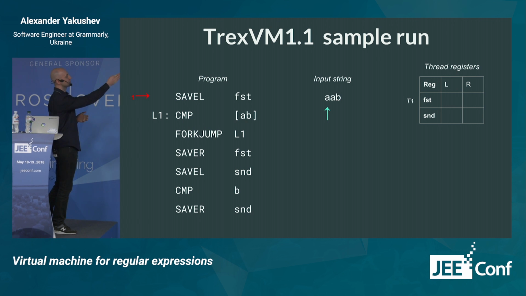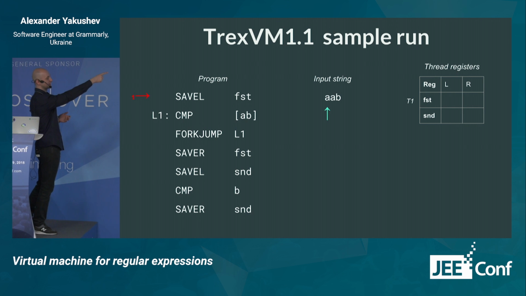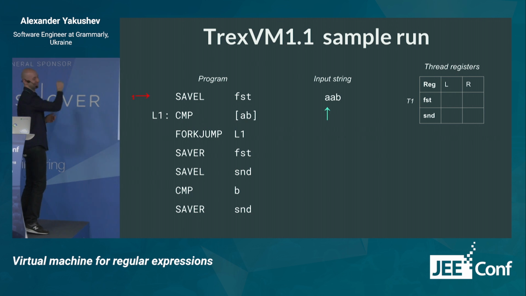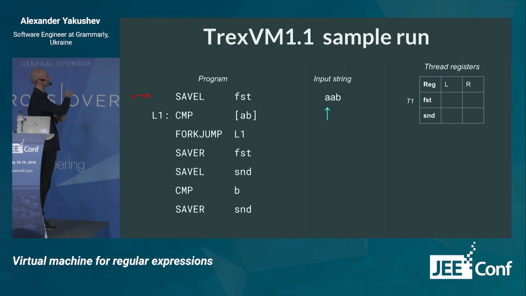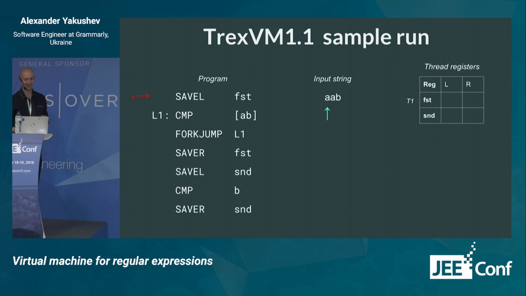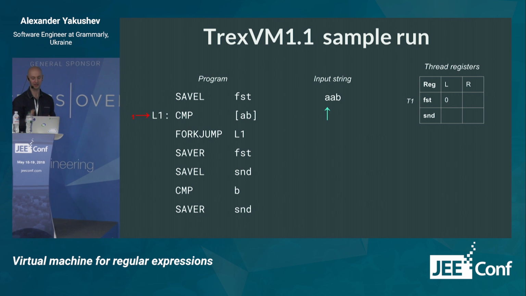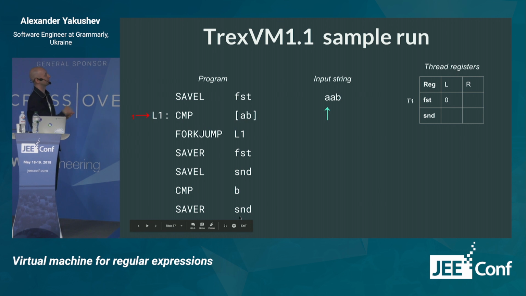The position in the input string, that's 0. So the 0 will go to the left first register, right? Okay, and the thread number 1, where will it point? Yes, on the second instruction. That's right. I press right here, and that's what happens. It went further, and we have 0, 0 in the register.